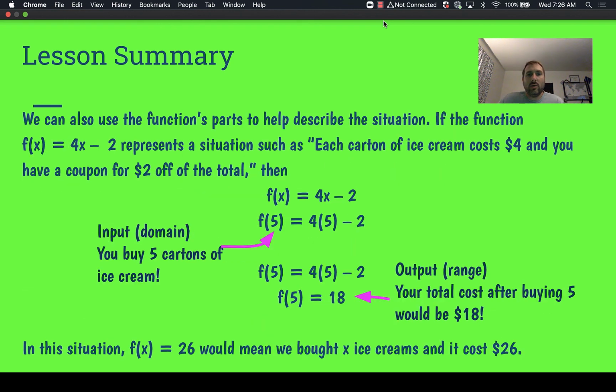We can also use parts of our function to help describe our situation. For example, here in our 4x minus 2, we could say each carton of ice cream costs $4 and you have a coupon for $2 off of the total. So 4 per ice cream, take away 2 at the end. If I wanted to buy 5 ice creams, I would plug in 5 and my cost would be $18. And like we've seen before, if you are given the output, such as f of x equals 26, that would mean that your total was 26 for however many things you ended up buying.